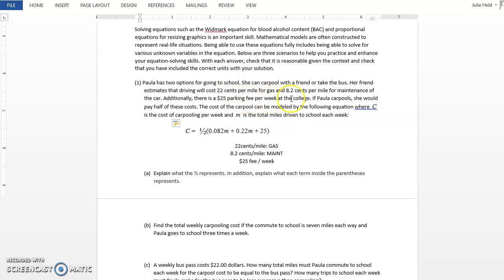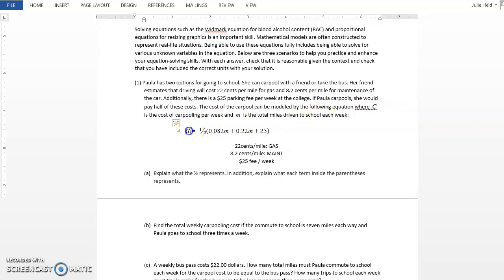That's a pretty expensive one, right? Where at CCC, if you drive there instead of just stay at home, you pay much cheaper for a whole year even. If Paula carpools, she would pay half of these costs. The cost of the carpool can be modeled by the following equation, where C is the cost of carpooling per week and M is the total miles driven to school each week.